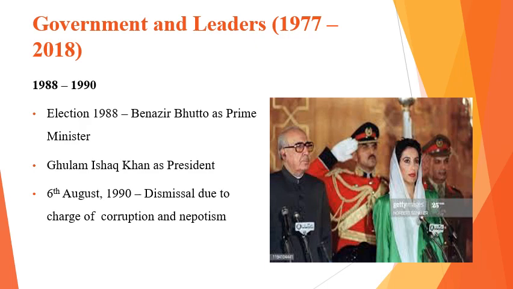Ghulam Ishaq Khan became the President. Whereas on 6th of August 1990, there was dismissal of Benazir Bhutto's regime due to charges of corruption and nepotism. Corruption because of her husband, and nepotism because of her mother, because she was the senior minister, and Benazir Bhutto's father-in-law, he was the chairman of the parliamentary committee.